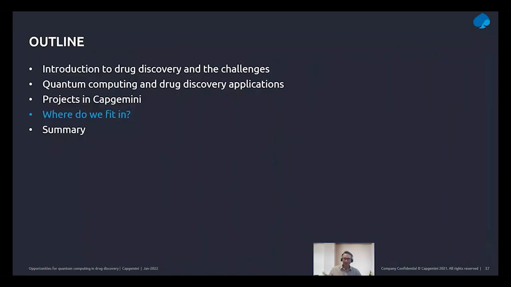Okay, in the last part of this talk, I'd just like to share a few thoughts on where we fit in with a view to the life sciences, given everything I've told you about the sorts of activities which are going on already. So I haven't really taken an industry view.